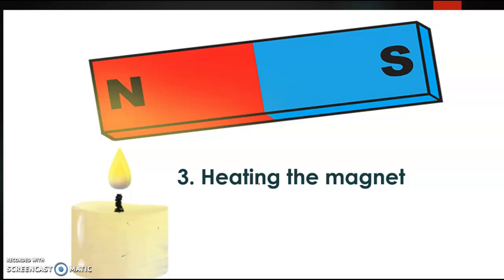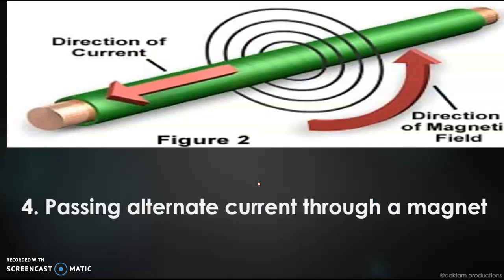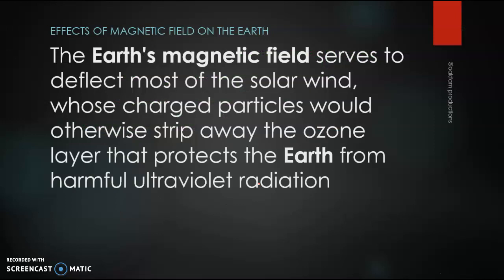So if you apply heat to a magnet, you put a magnet in a fire and you keep heating it, what will happen? After some time, it no longer serves as a magnet. It will now become an ordinary piece of iron. The last one is passing alternating current through a magnet. We learned that one process of making a magnet is through the creation of a solenoid, that is, passing a current through a coil around iron using batteries. But if you pass an alternating current through the magnet, it will lose its magnetism.